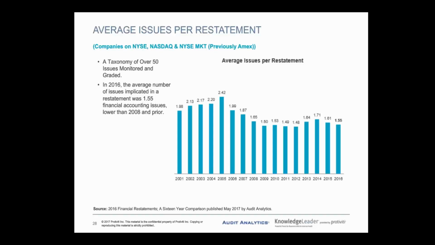So what we've gone in and done is you can see that this information peaked out in 2005 at an average of 2.4 issues per restatement, and we've dropped down again to 1.55 in 2016, which is near the low mark. It looks like 1.49 and 1.48 in 2011 and 2012 were the lowest number of issues per restatement, but we're getting back close to that again with 3 years of a steady decline from 2014 to 2016.